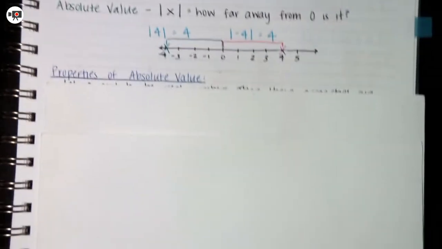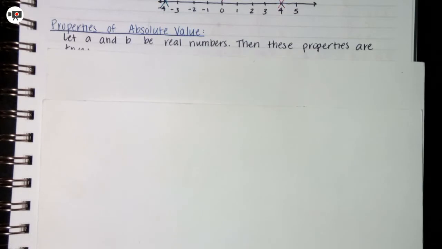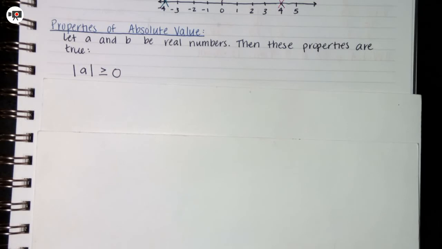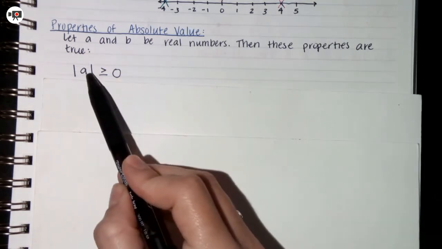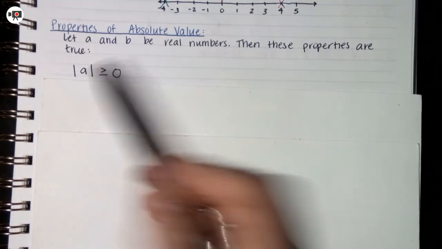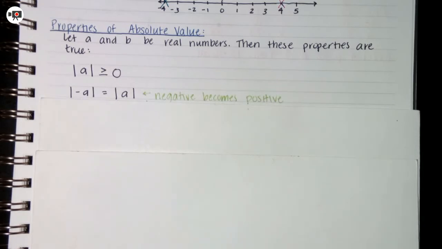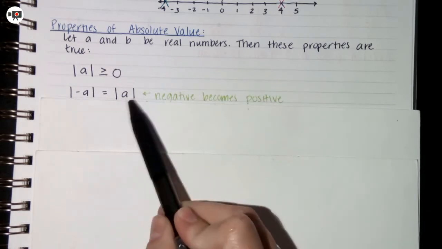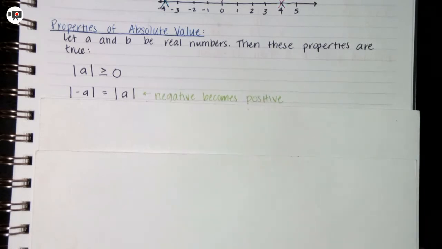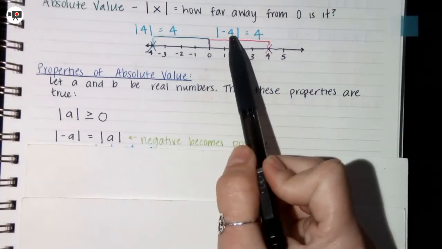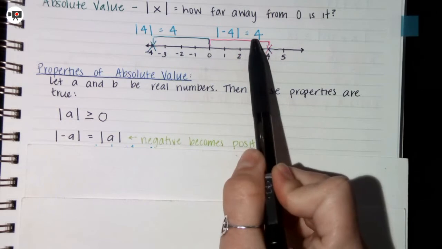We have some properties of absolute values. If a and b are real numbers, the following is true. The absolute value of a is greater than or equal to 0. Whatever is inside these bars, the absolute value is positive. The absolute value of negative a is the same as the absolute value of a. Like we saw, the absolute values of negative 4 and 4 are both 4.